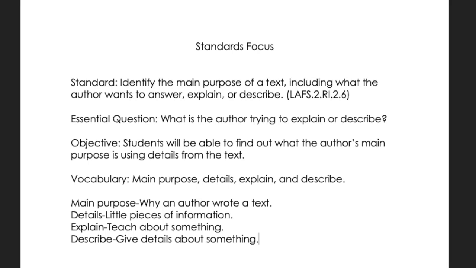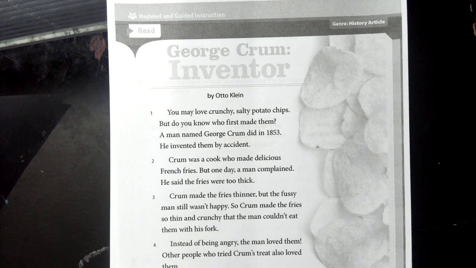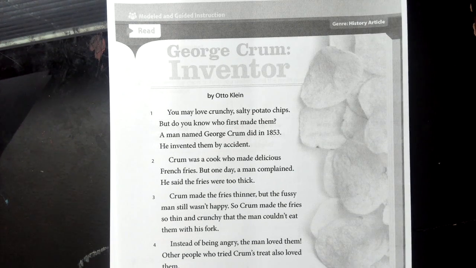Vocabulary we are going to go over is the main purpose, details, explain, and describe. Today we have a history article we're going to read about. This is George Crumb, Inventor by Otto Klein. Remember, we are focusing on the main purpose of a text. Why does the author write this? Is it to answer, explain, or describe? Let's read and find out why Otto Klein wrote about George Crumb, the inventor.